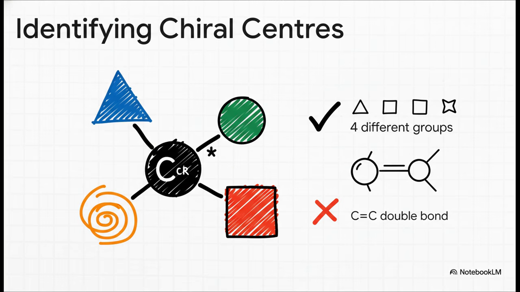It is very likely you'll be asked to count the chiral centers in some big, complicated molecule. The rule is actually pretty simple. You're just looking for a carbon atom that's bonded to 4 completely different groups. And remember, this only applies to singly bonded sp3 carbons. Just totally ignore any carbons that are part of a double bond.